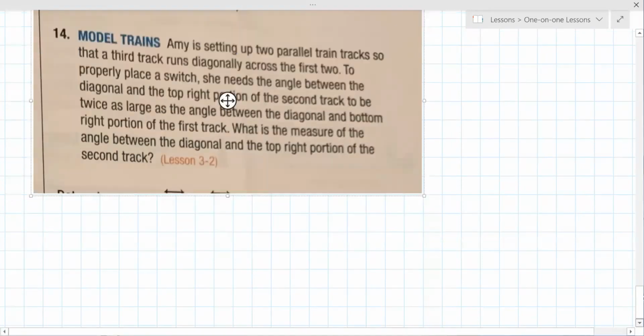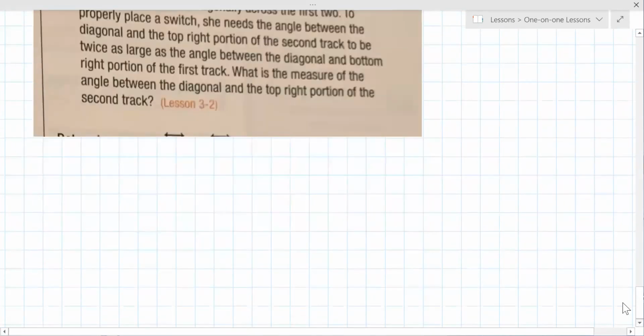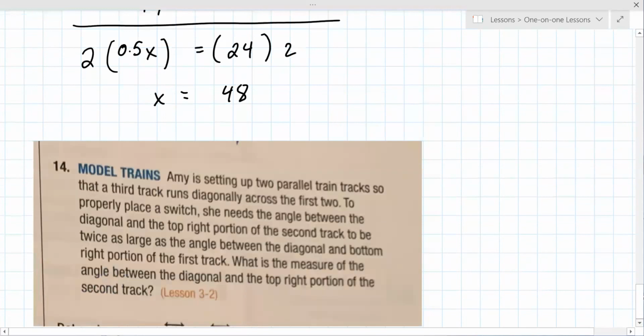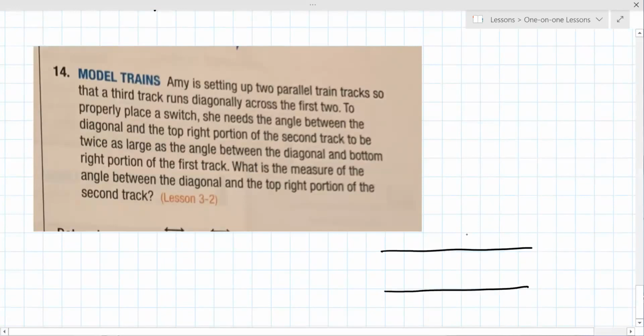So this one, even I'm struggling a little bit to draw the picture. Okay, so we have track 1, track 2, and we have a diagonal. She needs the angle between the diagonal and the top right portion of the second track, this one right here, to be twice as large as the angle between the diagonal and the bottom right portion of the first track. That's what I envision, I guess.